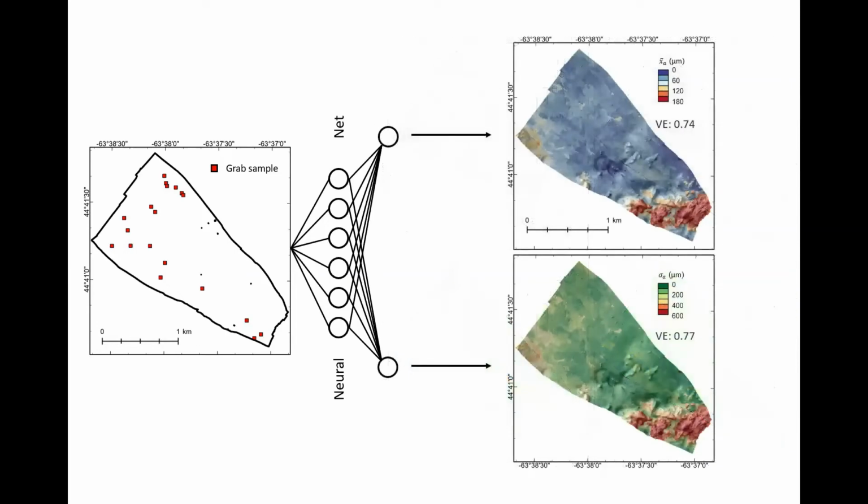And we use that to predict the mean grain size and sediment sorting, for instance, across the basin to a fairly high degree of accuracy. Variance explained scores in the mid-70s, which isn't too bad for a low sample size.